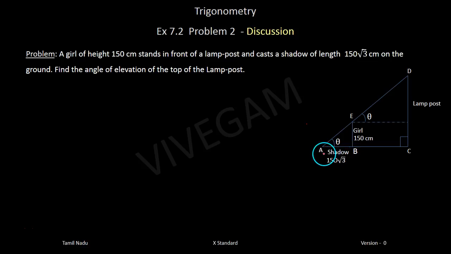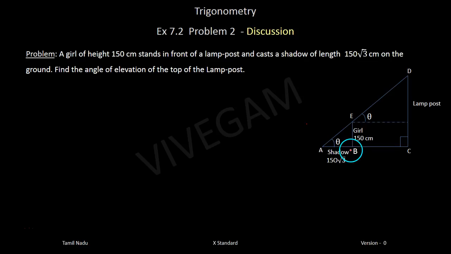So let's draw a simple diagram. So this is the lamp post, a vertical line. Then this is a girl standing in front of the lamp post. Okay, and this is the ground level. Right now, the light will pass from here, it touches her head and forms a shadow here. Right. So this will be the length of the shadow.